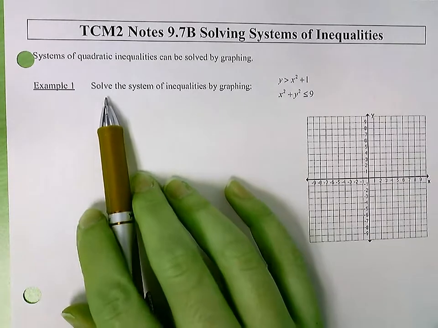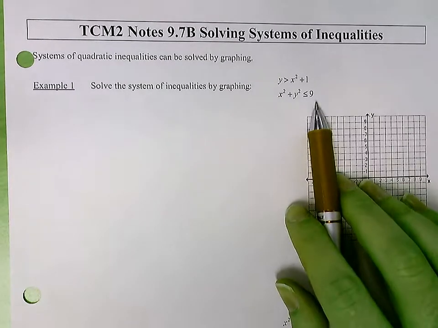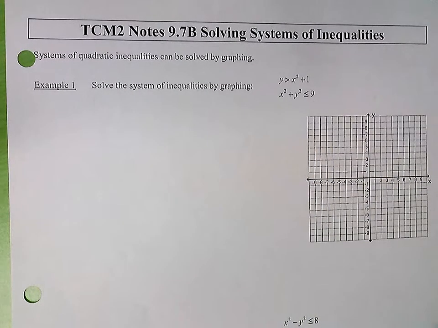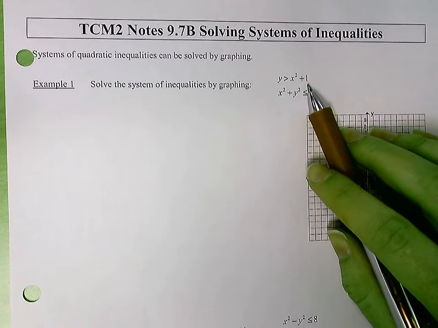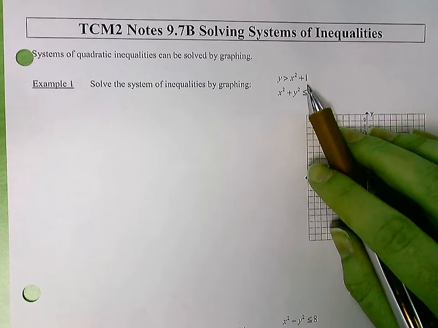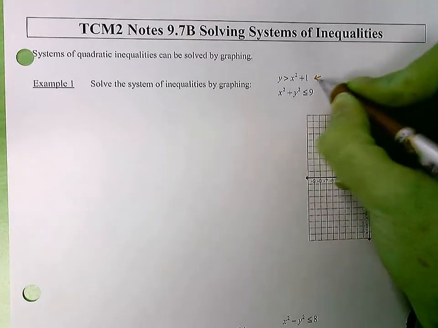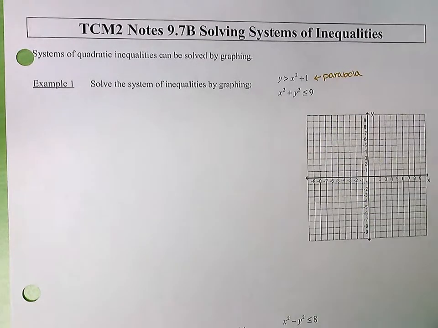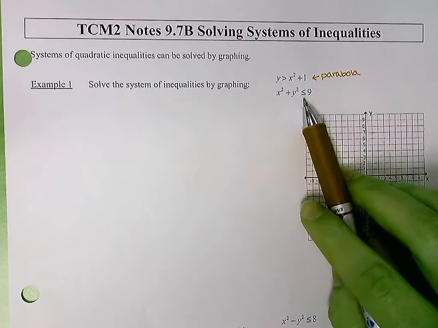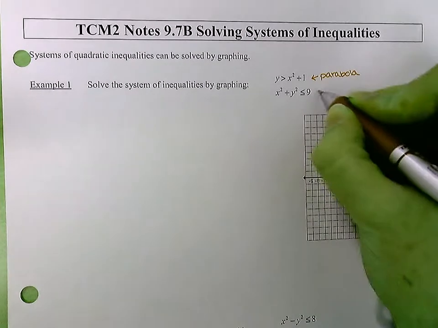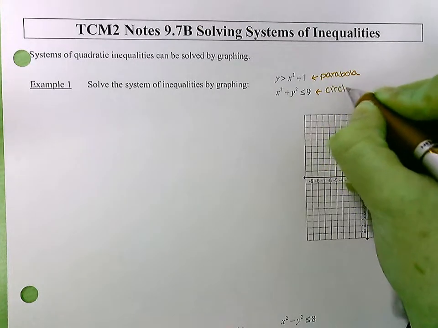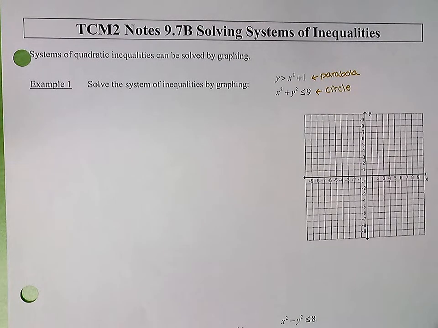Okay, so in example 1, I'm given these two equations here. So the first thing I do is identify what type of equations those are. That top one, what would that top one be? Parabola. That one is a parabola. What's the second one? What does that equation look like? Circle. Nice. Okay, so I have a parabola and I have a circle. I need to graph both of those equations.